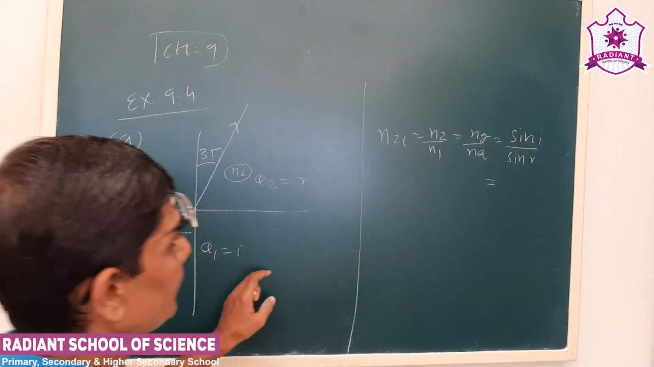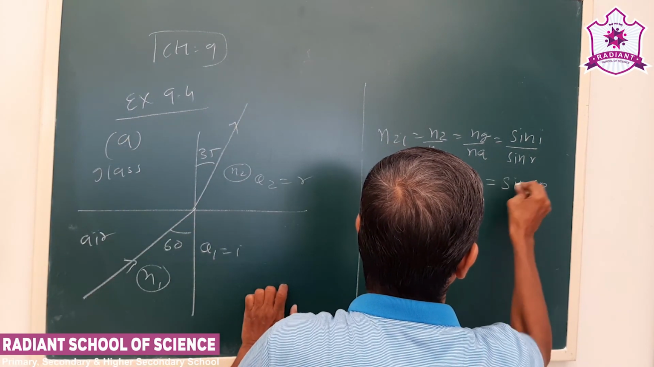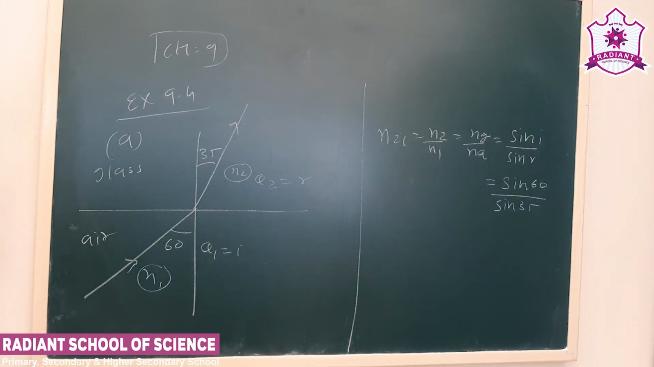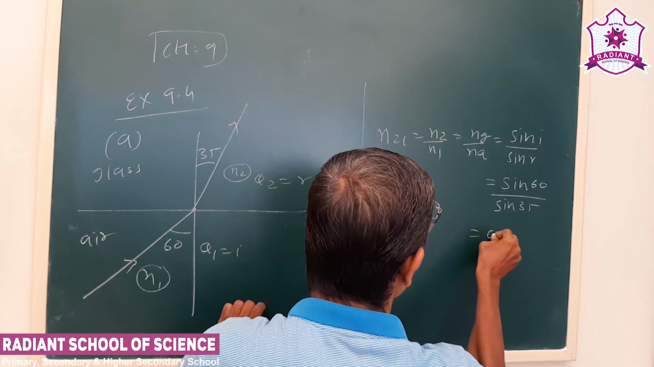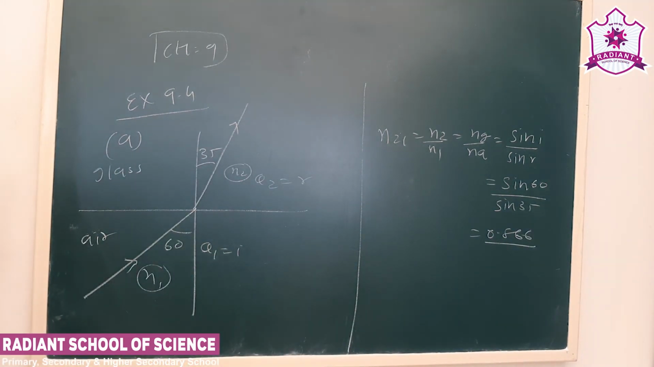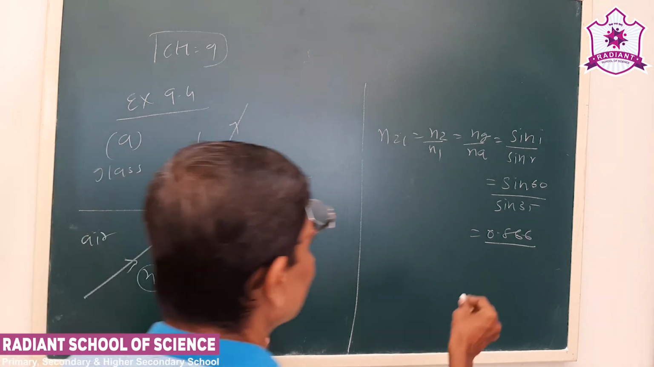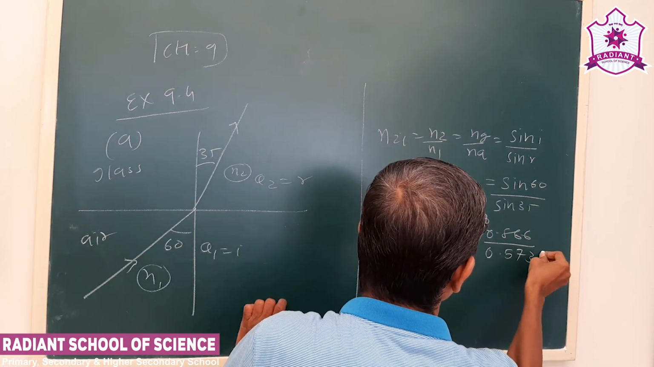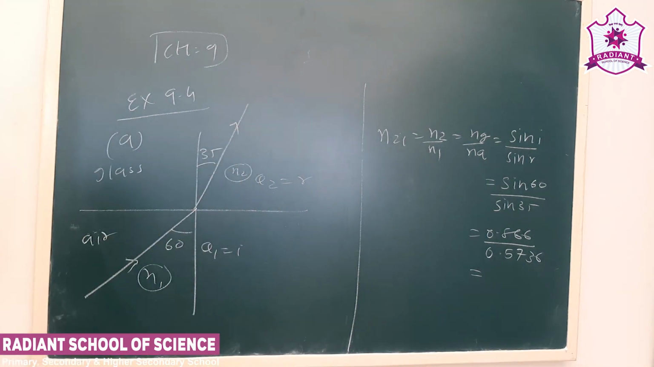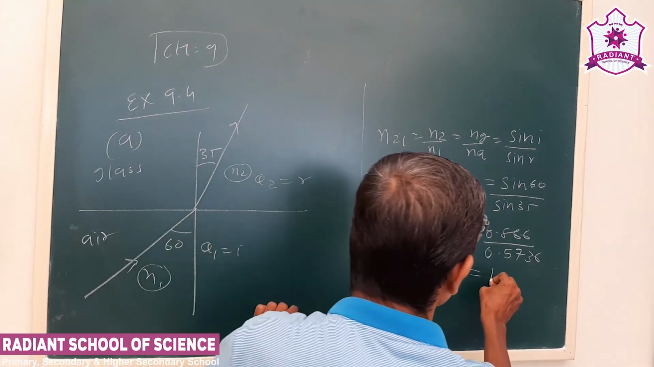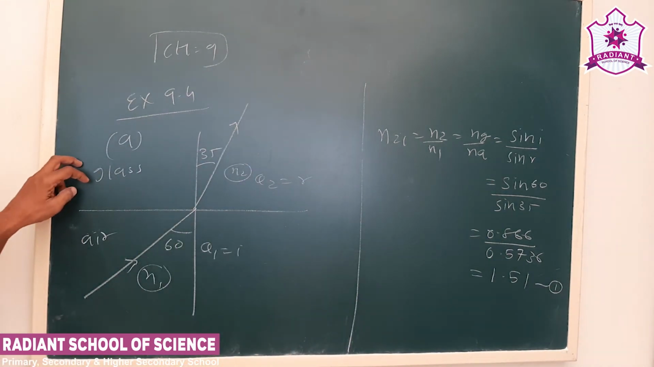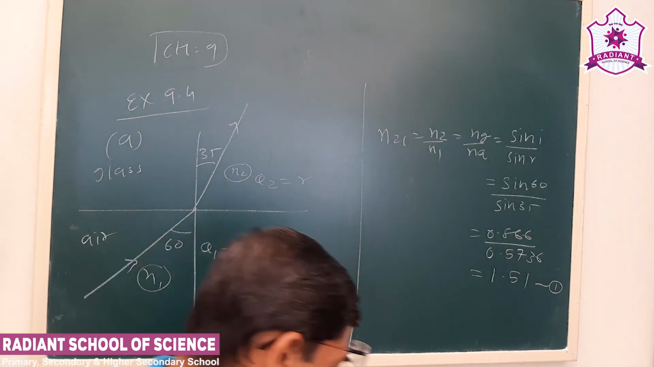See, I is 60 degree, R is 35. Okay, now see natural sine, you can see the value is 0.866 upon sin 35. If you see in the tables, we can get it as 0.5736. Now this we can obtain from the log table or natural sine table, turns out to be 1.5. So when the ray travels from air to glass, we get the refractive index as 1.5.